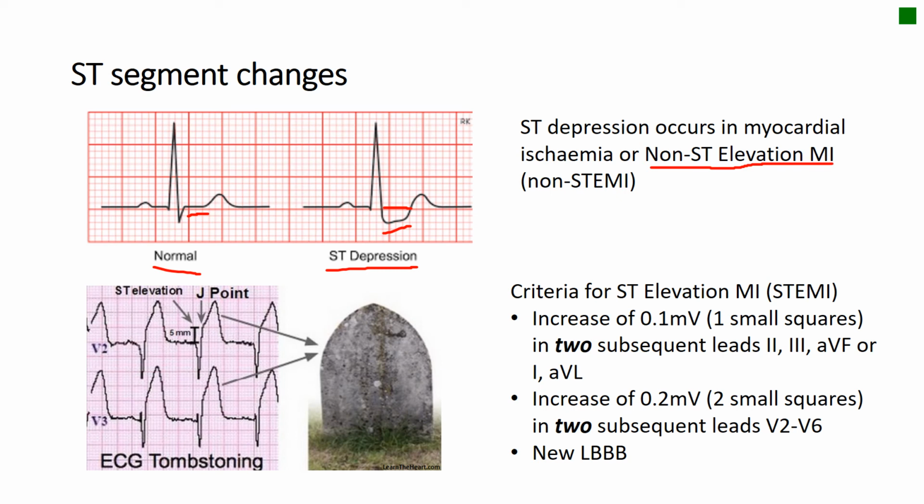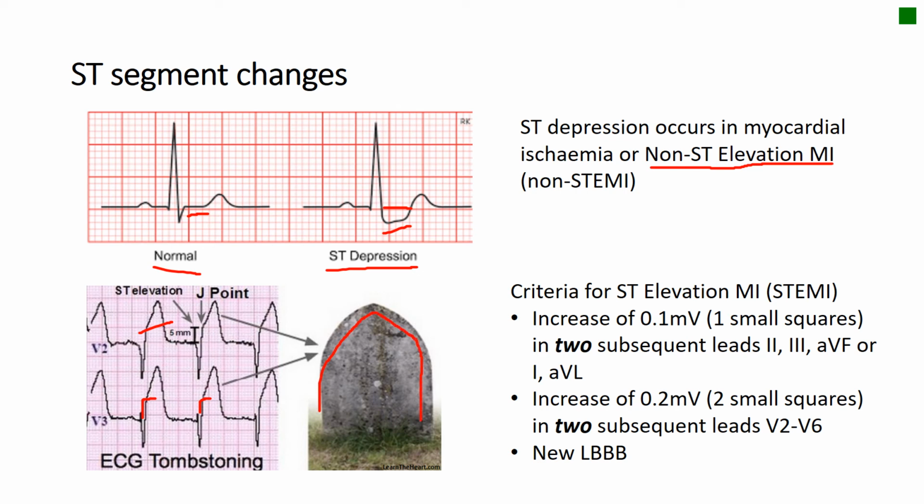Most MIs present as a STEMI. We get ST elevation. You see that on this graph here, how elevated it is above the baseline. It's at least 3 to 4 squares above. It's what we call tombstoning. This is a classical British, I suppose, tombstone.